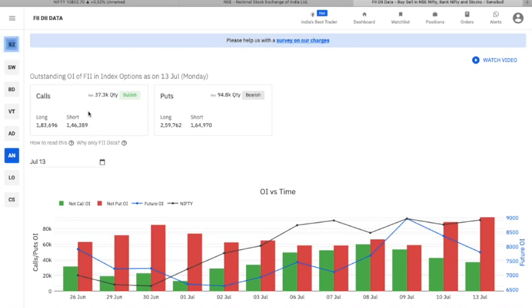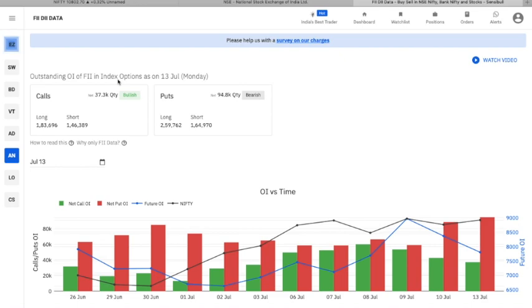Now for an FII to have a long position in calls means that they're optimistic about the market. They obviously expect index options to rise, which is a very bullish sign. And if you look at their net position in puts, even this is high, which means that they expect things to decline. Now the net position in puts is higher than the net position in calls, which means that they expect the market overall to either trade mixed or decline.